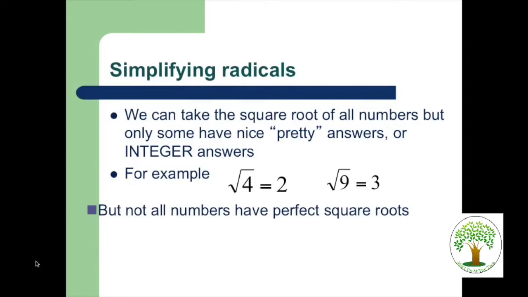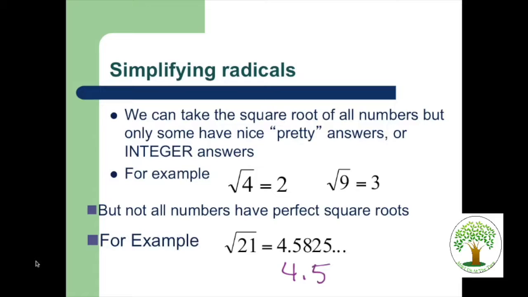This next one is not a perfect square root. Not all numbers have perfect square roots. For example, the square root of 21 is 4.5825, and it's going to keep going on forever and ever. So if you were asked to write this down and you wrote the answer 4.5, that would be an approximation, but it would not be the exact answer. Up here, this is the exact answer, 2. If you wrote 4.5, it would be an approximation of the square root of 21.